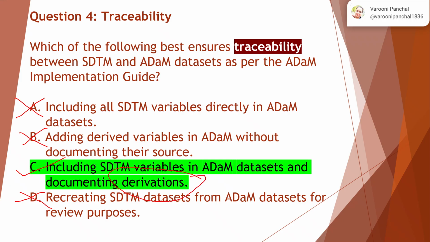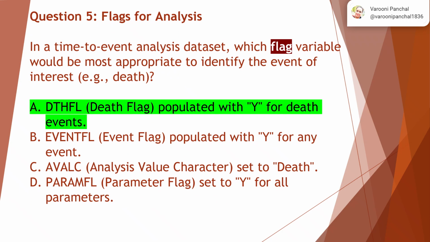So it's very essential that the formula, say for example you have an age, you have to document each and every derivation so the traceability is there. You can go back from ADaM to SDTM if you want to cross check the values. You can also go back from SDTM to ADaM if you want to cross check the values for a particular variable.